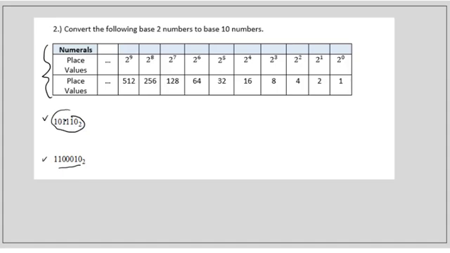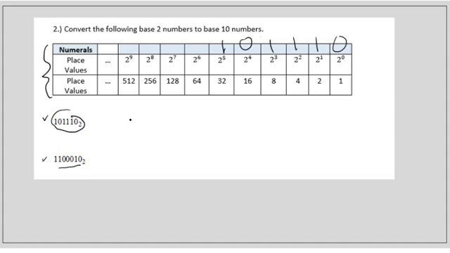So I have 1, 2, 3, 4, 5, 6 numerals. I'm going to start here. I have 1, 0, 1, 1, 1, 0. So I dropped them in and now I'm going to add up what I have.